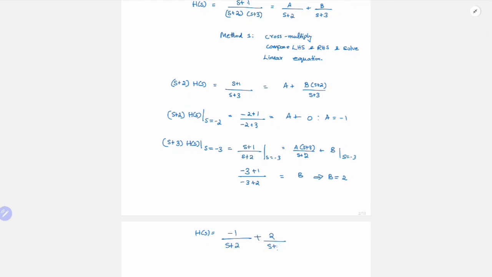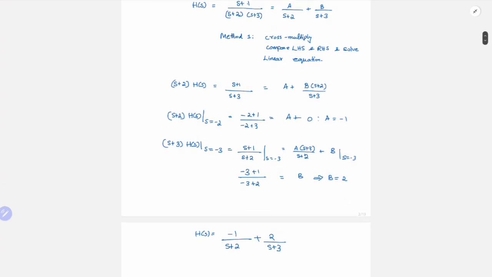You can just verify by cross multiplying and checking once. So minus s minus 3 plus 2s plus 4, right? So you will have one s term and you will have plus 1. So it is correct.